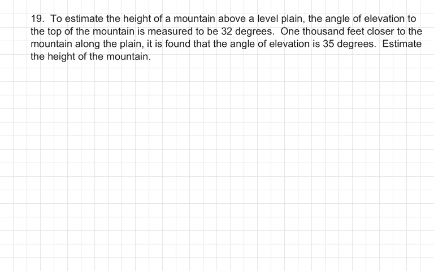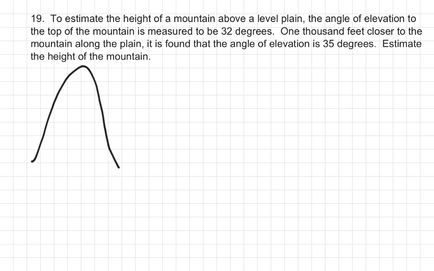Number 19. To estimate the height of a mountain above a level plain, the angle of elevation to the top of the mountain is measured to be 32 degrees. 1,000 feet closer to the mountain along the same plane, it is found that the angle of elevation is 35 degrees. Estimate the height of the mountain. Well, let's draw a picture.